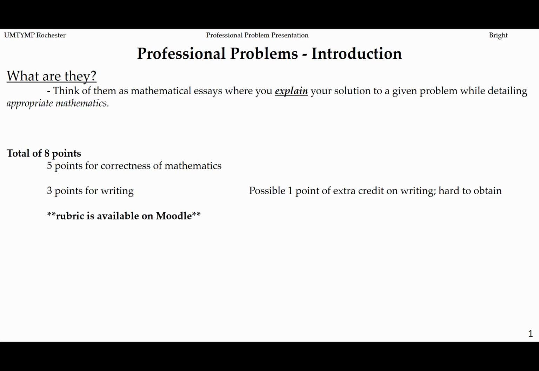Okay? I would also mention that there is a rubric that details what is a 4, 5, 3, 2, 1 on math and a 3, 2, 1 on writing. That rubric is available on Moodle. Feel free to refer to it. Just know that the writing part is going to vary a little bit in expectations from what is posted. Okay, next I just wanted to give you some examples.